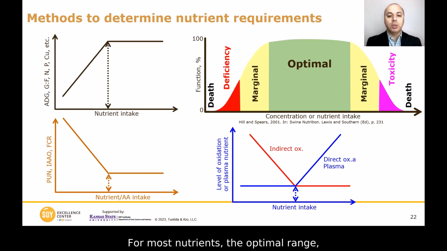For most nutrients, the optimal range is pretty wide. For some nutrients it is fairly narrow, and the narrowest that we know is selenium, and that's the main reason why its supplementation is fairly regulated in all countries around the world.